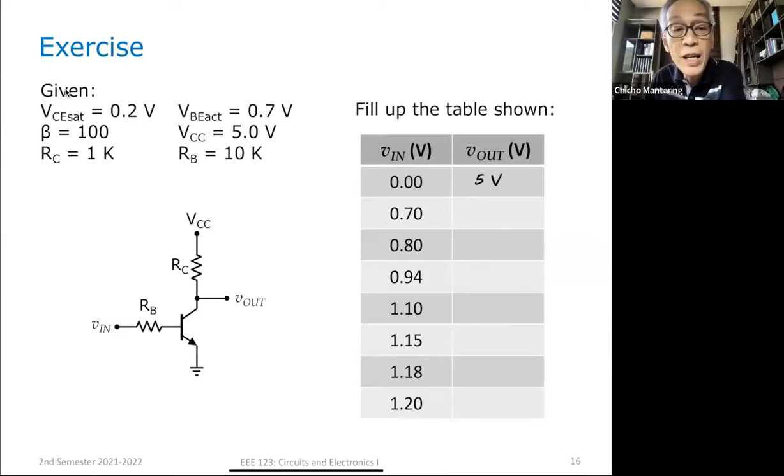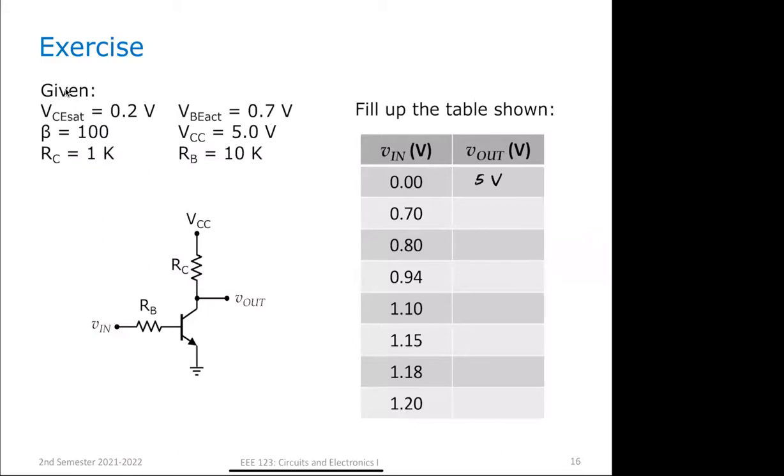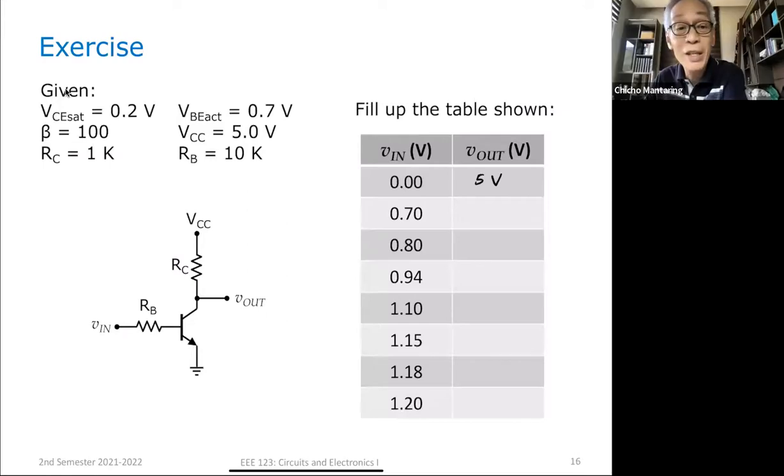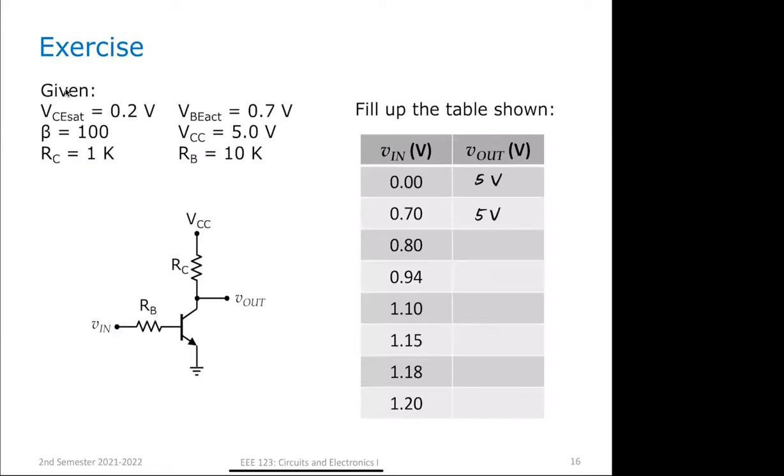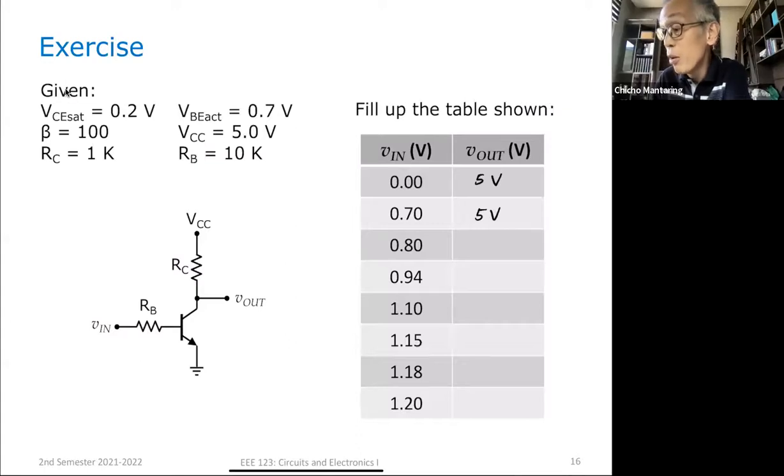Albert, what about when Vin is equal to 0.7? What is Vout? I think 5 volts also, because the current is still 0. IB is still 0. Okay, that's right. Now let's go to the case where Vin is equal to 0.8.